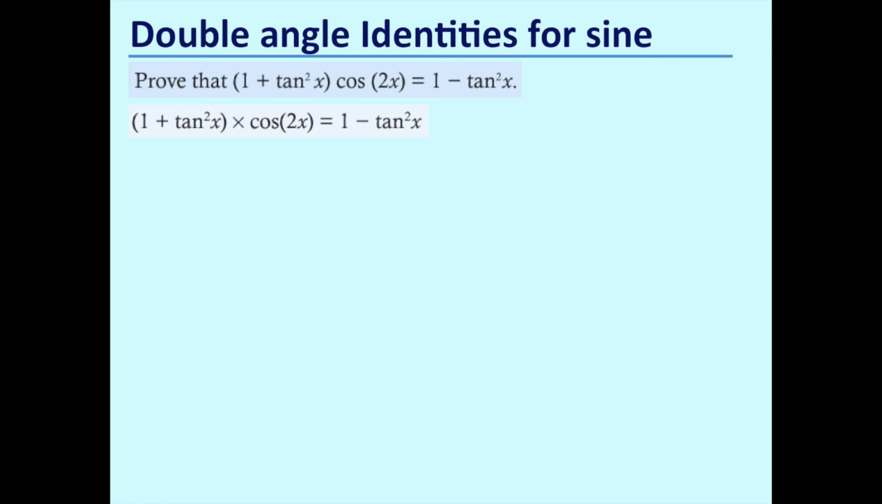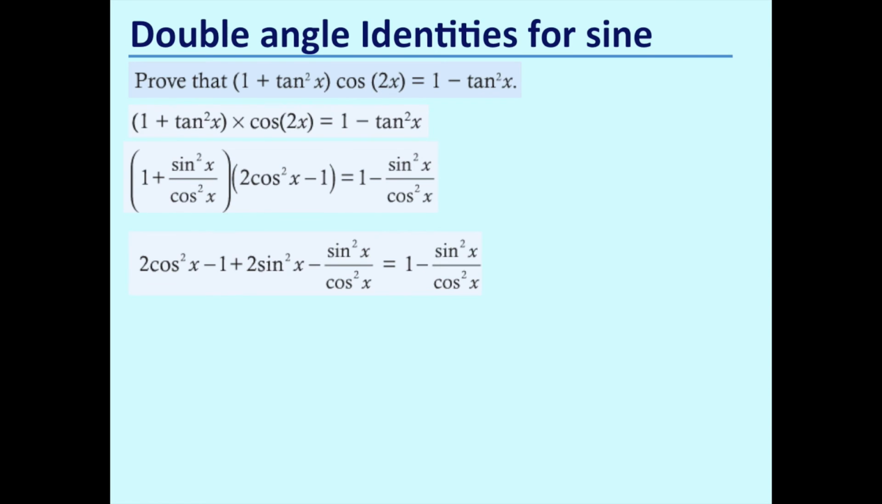So we know hopefully that tan squared x we can express as sine squared x over cos squared x. And also cos 2x here we can recognize using the double angle identity. One of the forms we can write it as is 2 cos squared x minus 1. And similarly here we've just substituted again for tan squared theta equals sine squared theta over cos squared theta. We can then expand, so 1 times 2 cos squared x gives us this. 1 times minus 1 gives us minus 1.